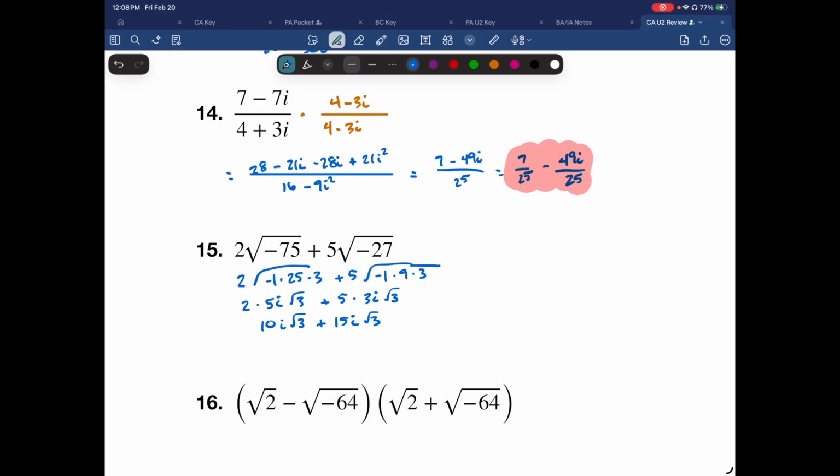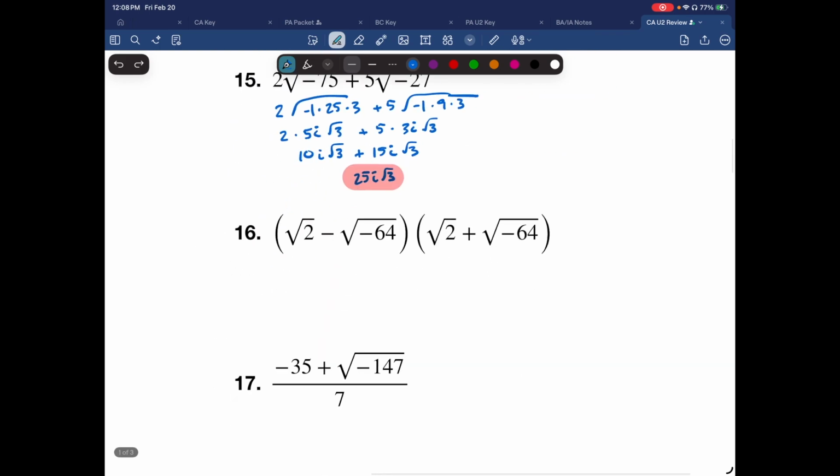And that's going to give me 25i square root of 3. So when you're adding and subtracting radicals, it's kind of like denominators. You got to get the denominators to be the same. You need radicals to be the same. So at first, you have a negative 75 and negative 27. You can't do anything with that. So you have to simplify those radicals first, and then you finally end up with square root of 3 and square root of 3. And so then you can add the outsides together. You get 25i square root of 3 there.